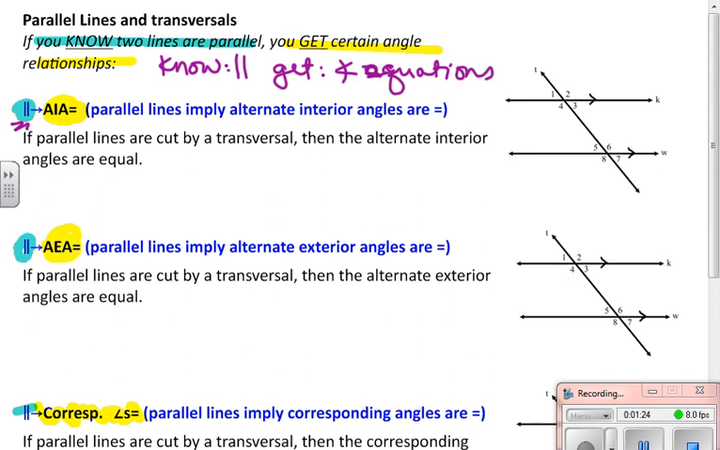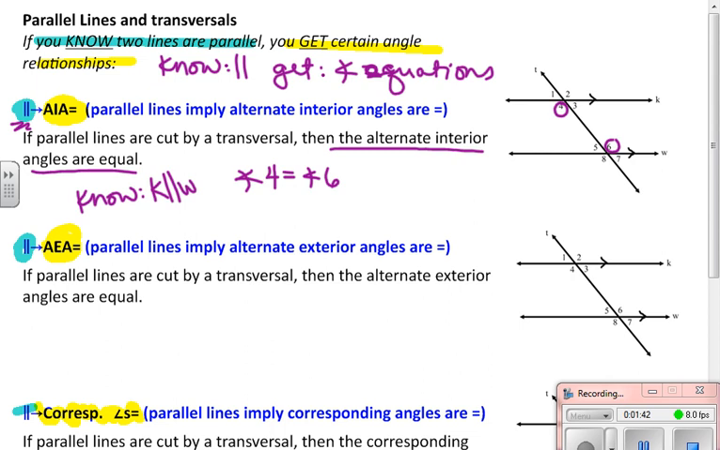If I know parallel, then I know that alternate interior angles are equal. So for example, alternate interior, angle 4 is equal to angle 6. Okay, so remember, if I know K is parallel to W, then I get 4 equals 6 and 3 equals 5.